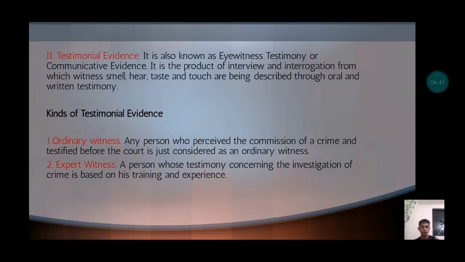Number two is expert witness. An expert witness is a person whose testimony concerning the investigation of a crime is based on his training, exercise, and experience.